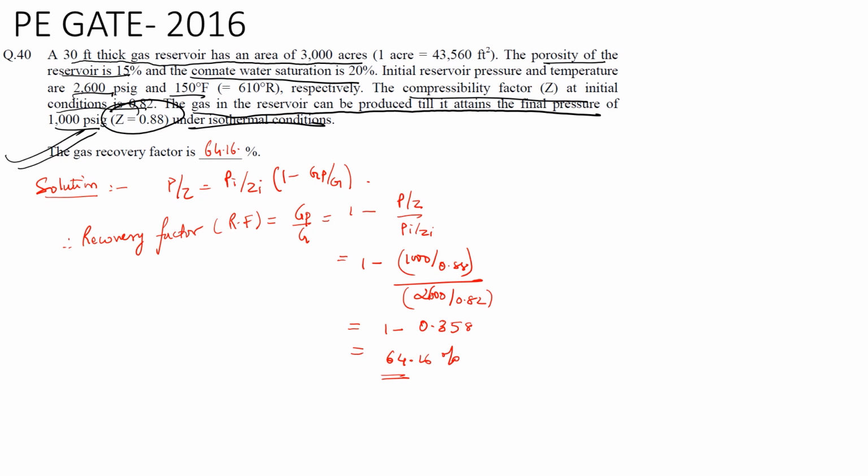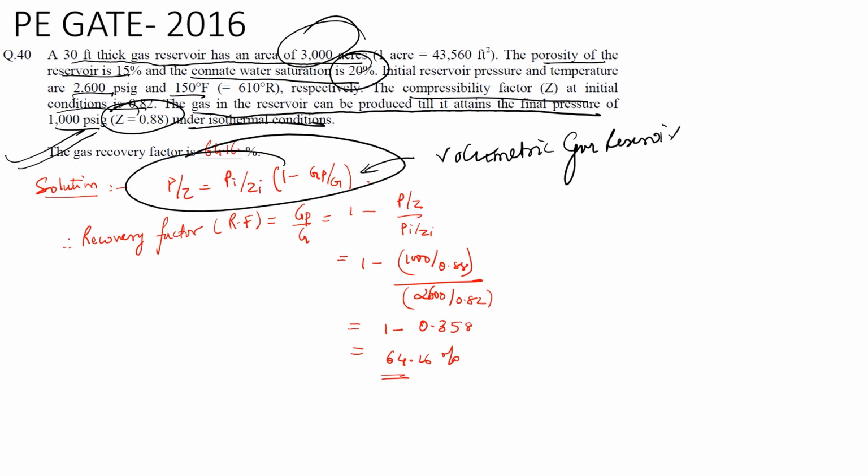Over here, much of the data given is redundant in nature. We don't require most of the data since we have to find out the gas recovery factor, and we know that for a volumetric gas reservoir we have this formula. We have derived this formula for a volumetric gas reservoir. Since we have to find out the recovery factor, from this formula, P by Z is equal to Pi by Zi times (1 minus Gp by G). As we all know, Gp by G is my recovery factor.